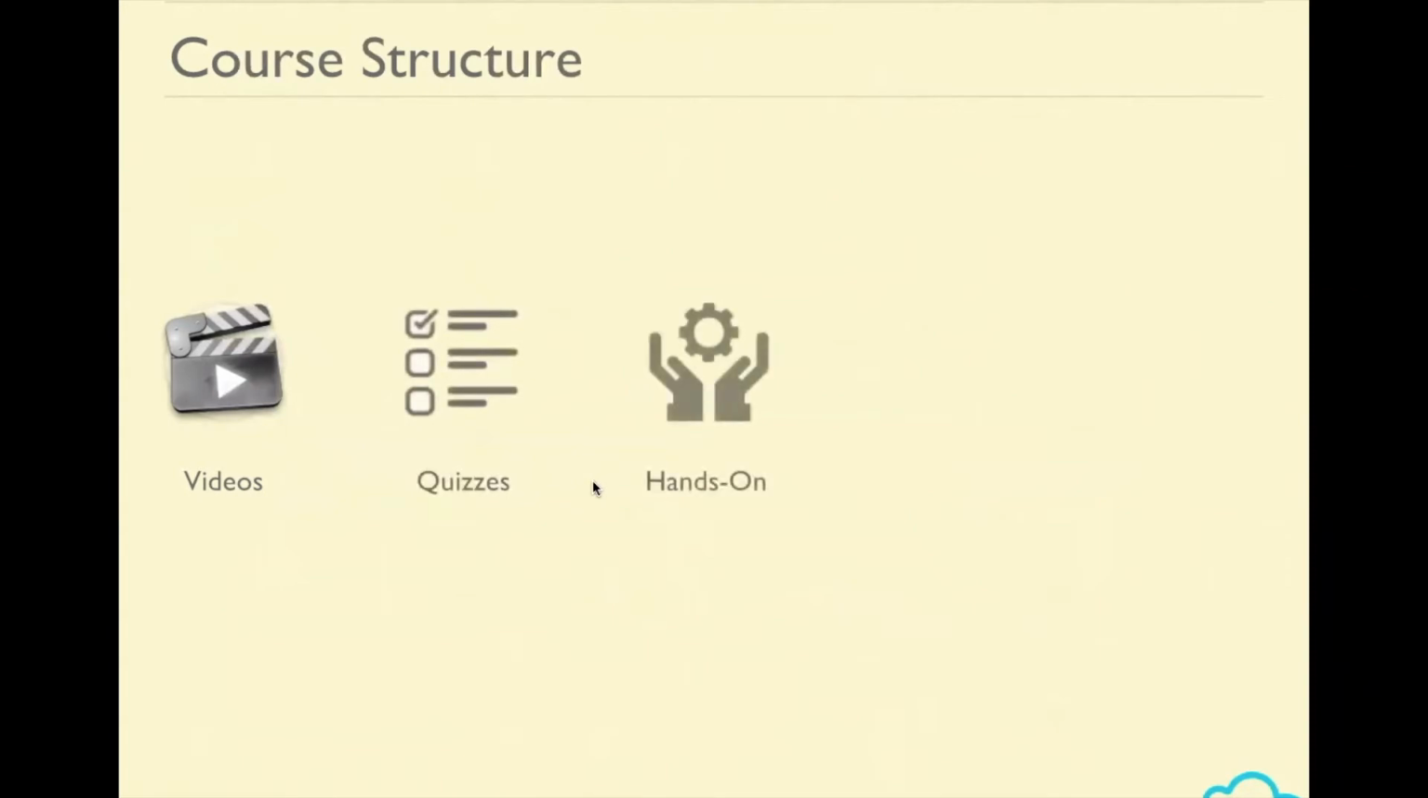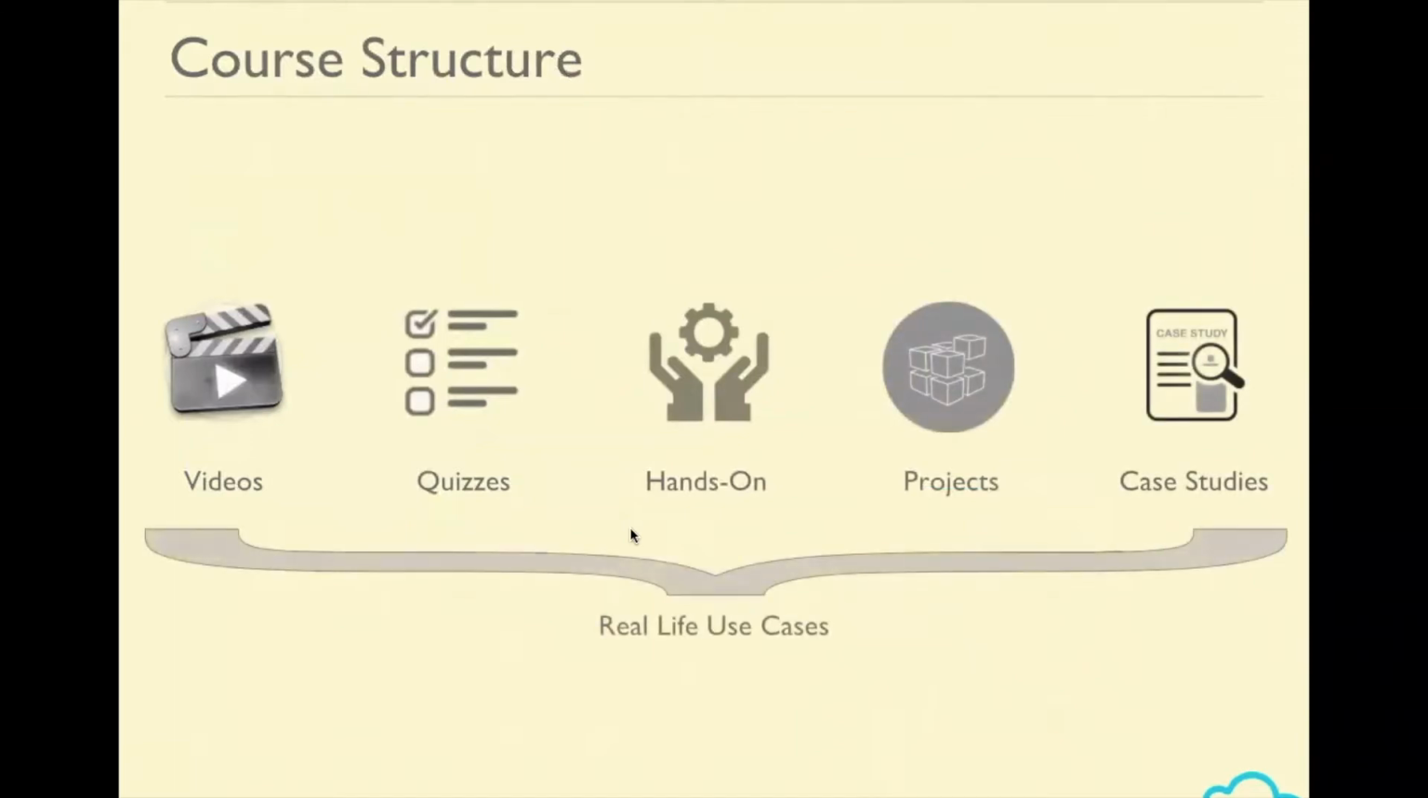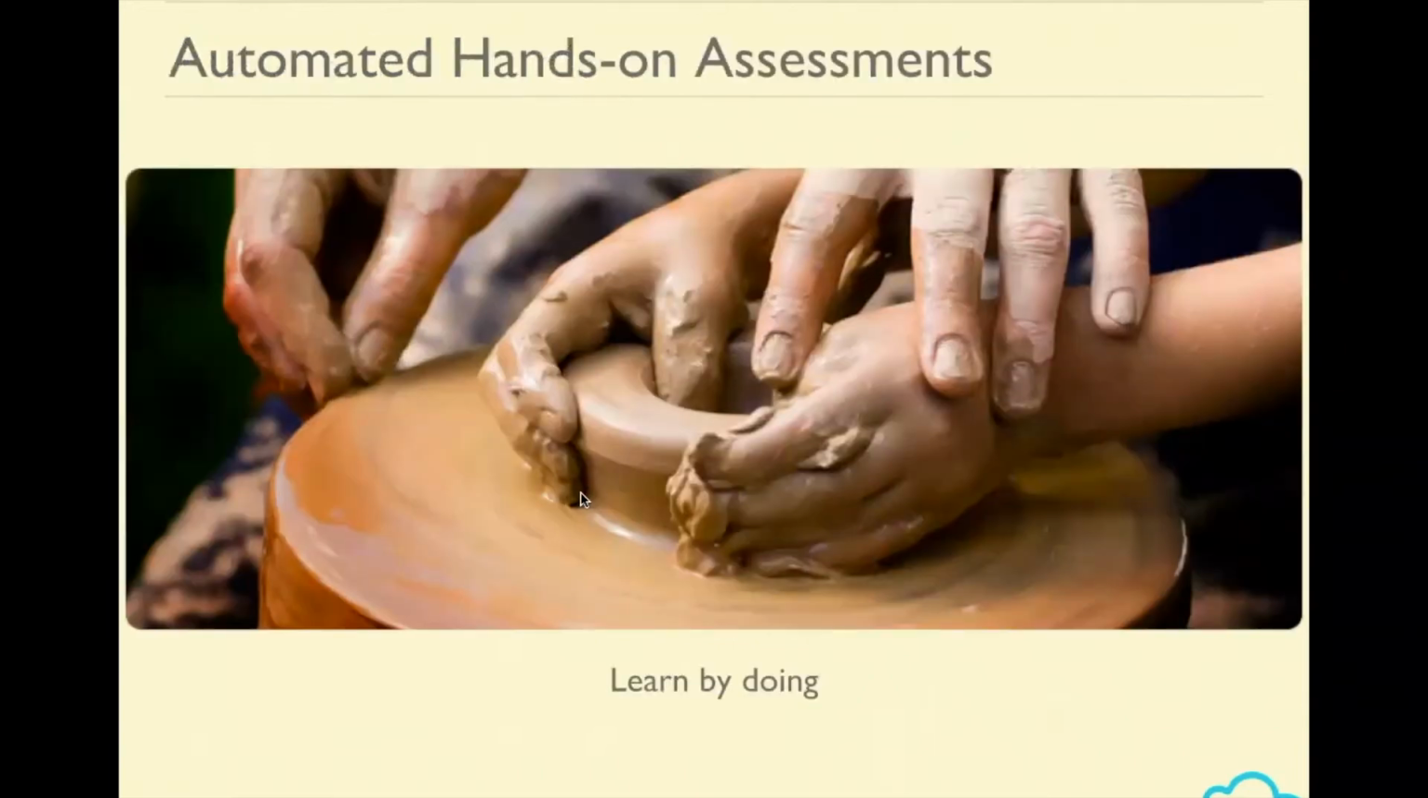The course structure is that this is a live session, but along with the live session, you will get videos, quizzes, hands-on exercises, and projects along with case studies. All of these are based on real life use cases. The system that we have built is called automated hands-on assessment. We also call it AHA. The objective is to learn by doing.